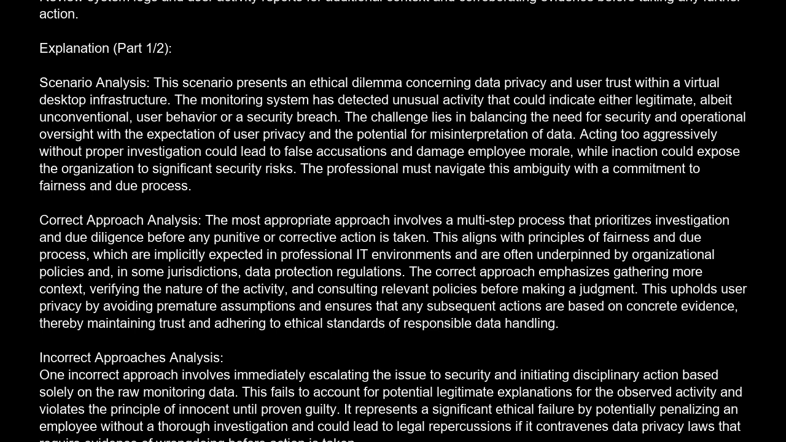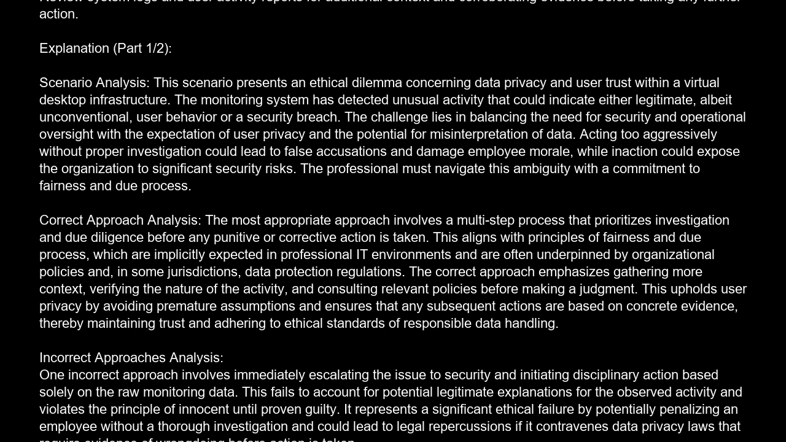The challenge lies in balancing the need for security and operational oversight with the expectation of user privacy and the potential for misinterpretation of data. Acting too aggressively without proper investigation could lead to false accusations and damage employee morale, while inaction could expose the organization to significant security risks. The professional must navigate this ambiguity with a commitment to fairness and due process.